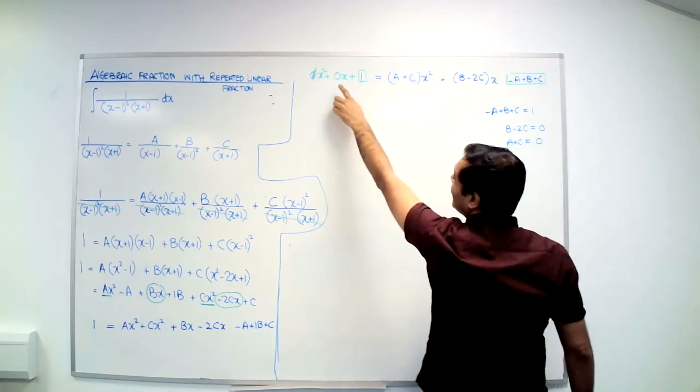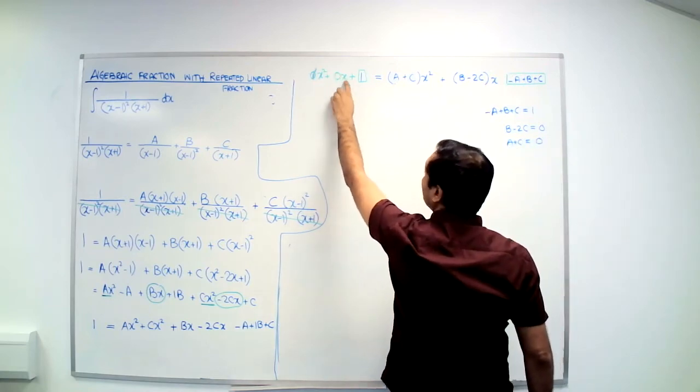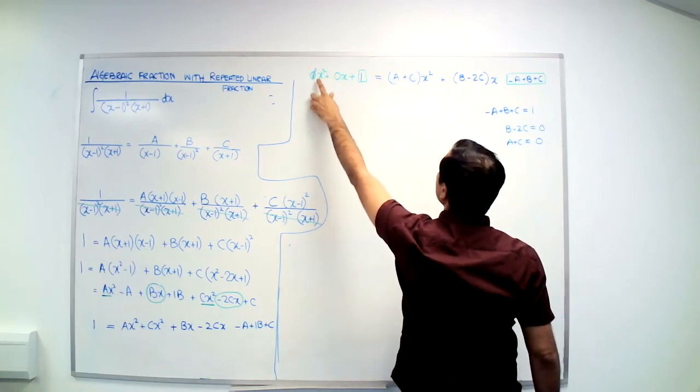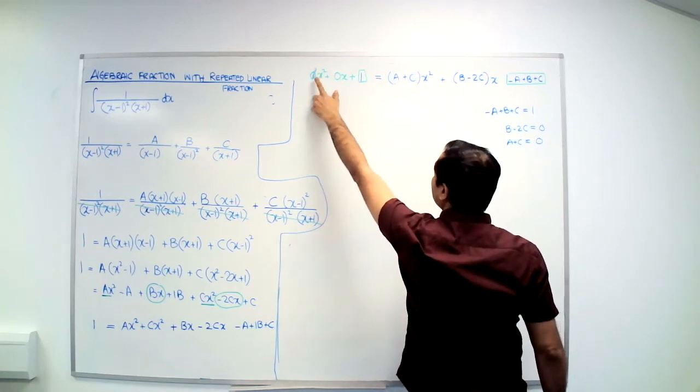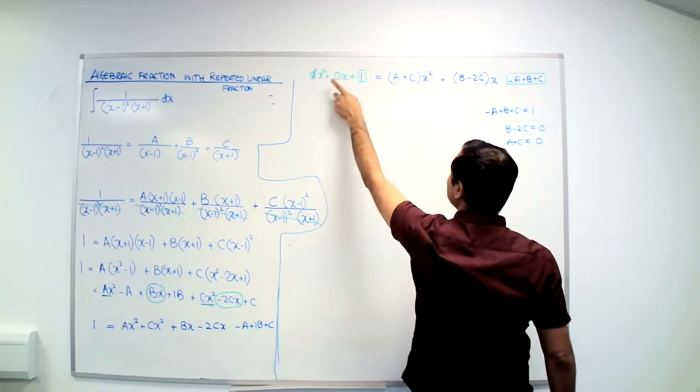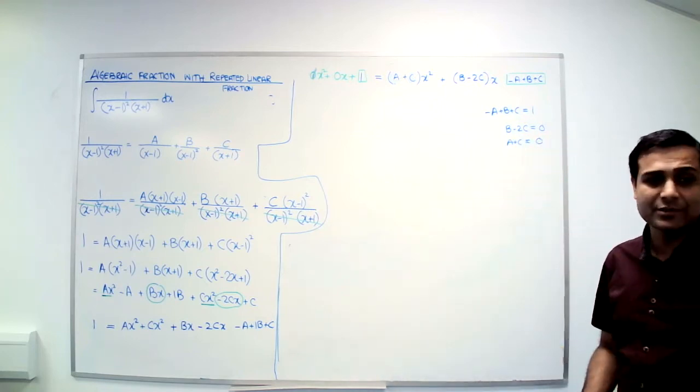This is with the x, and there is nothing here with the x. So I'm going to add 0x, which means b minus 2c is 0. Then I can do x squared. X squared is non-existent here, so I'm going to write 0x squared, which means a plus c is 0. Now I got this bit.